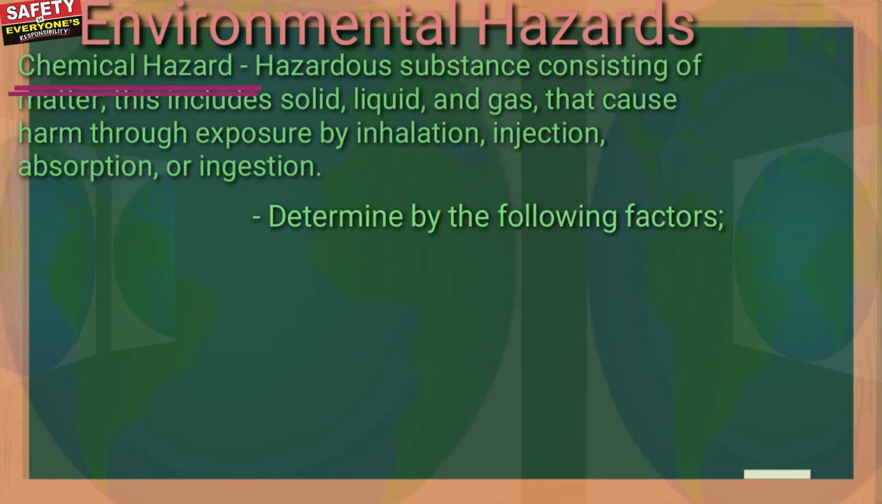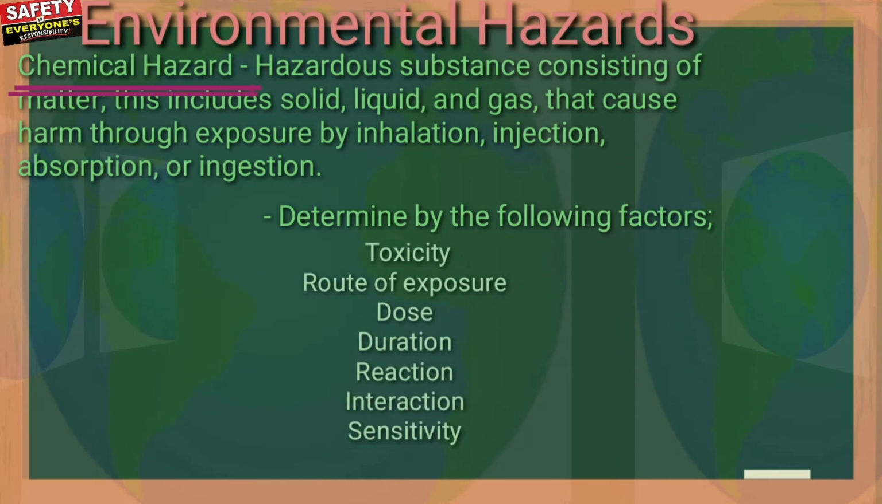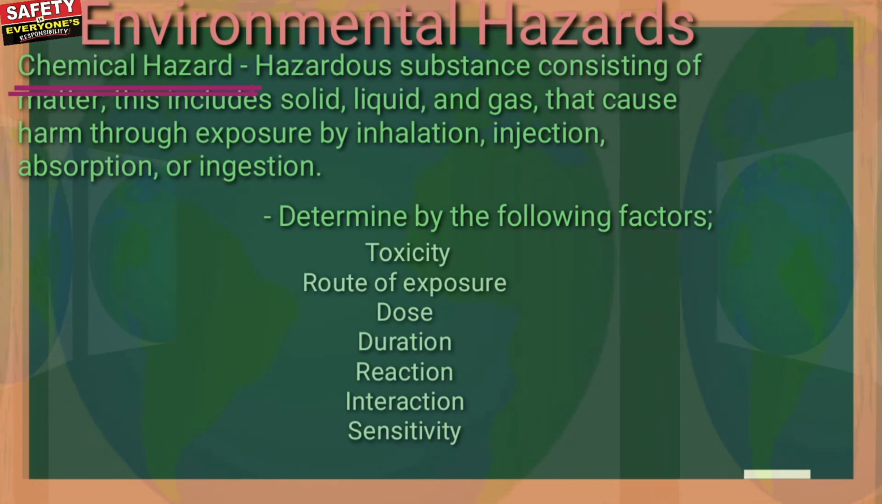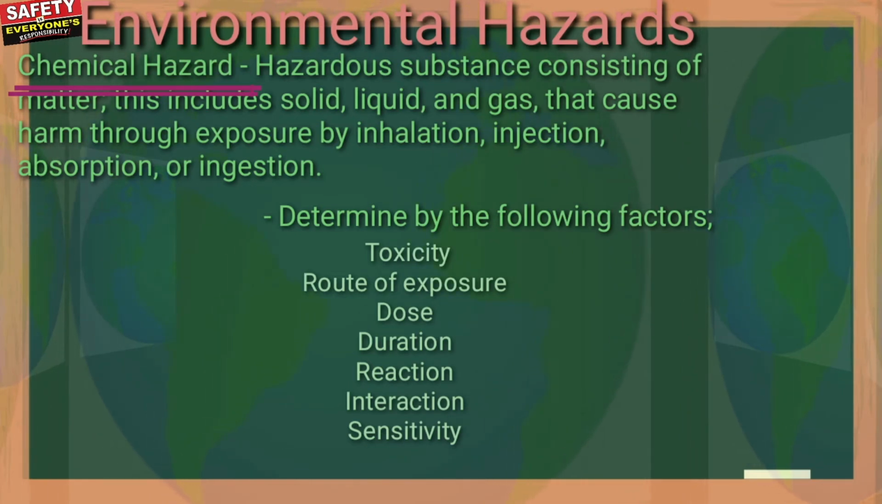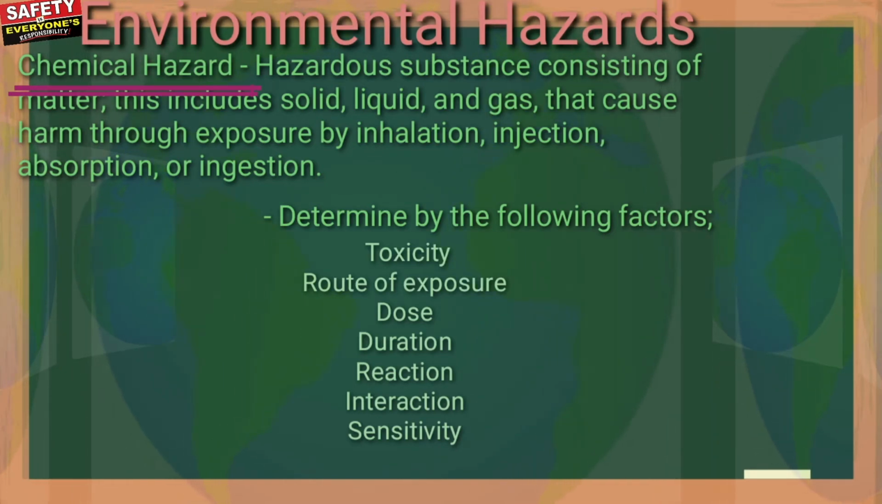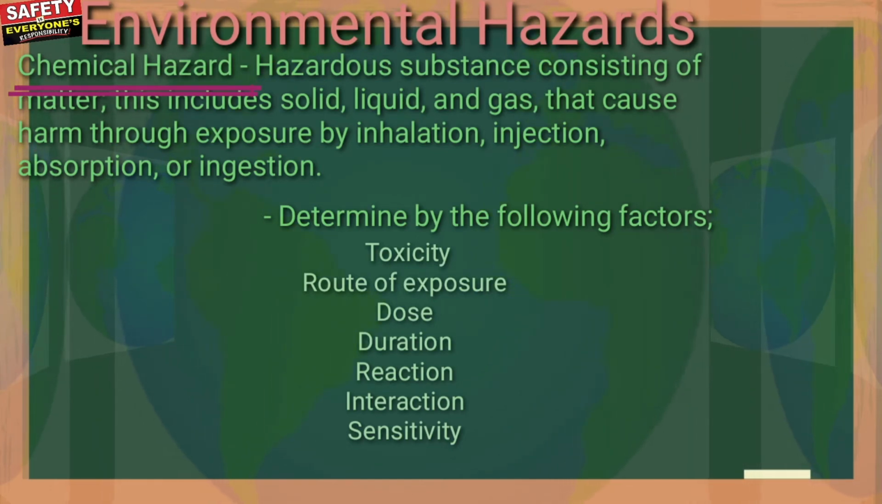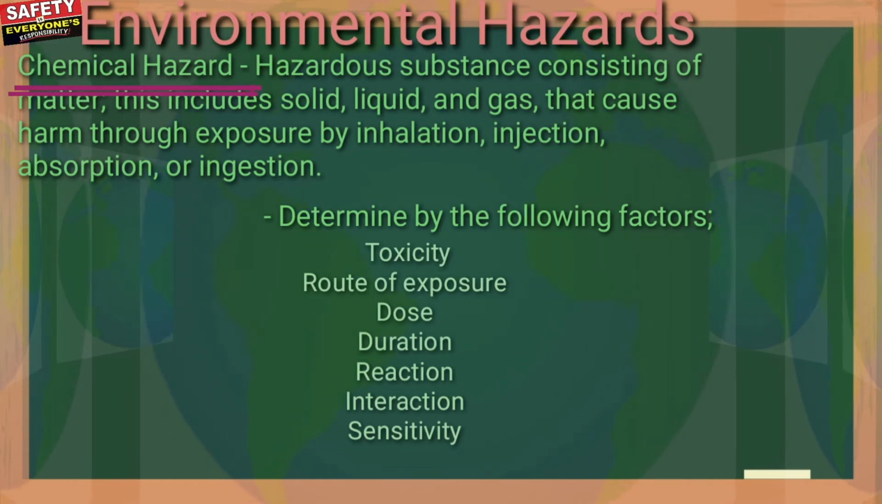A chemical is determined to be a hazard depending on the following factors: toxicity, route of exposure, dose, duration, reaction and interaction, and sensitivity. For toxicity, how much of the substance is required to cause harm? By route of exposure, how the substance enters your body. Dose, how much enters your body. Duration, the length of time you are exposed. Reaction and interaction, other substances you are exposed to at the same time. And sensitivity, how your body reacts to the substance compared to other people.